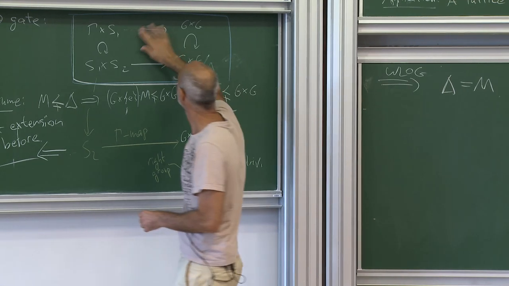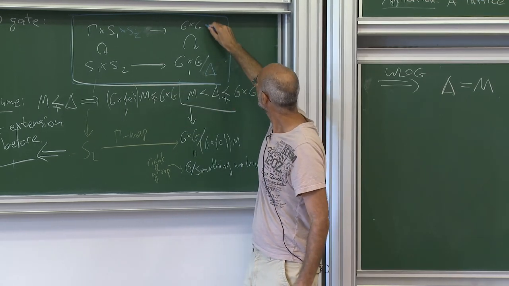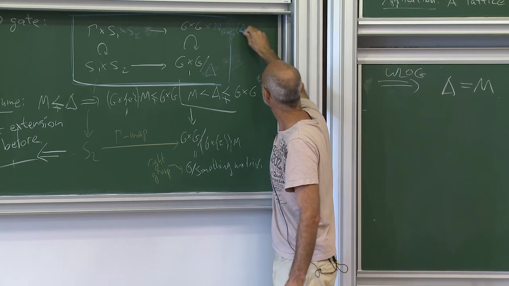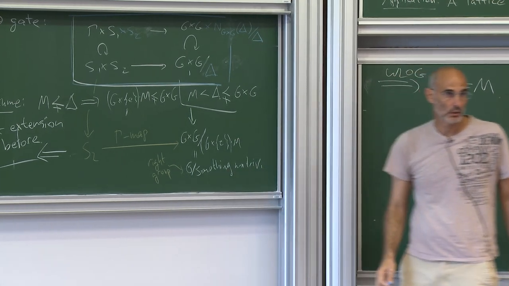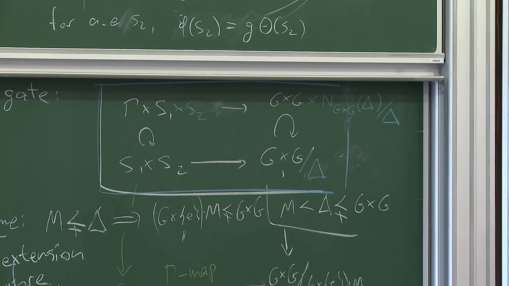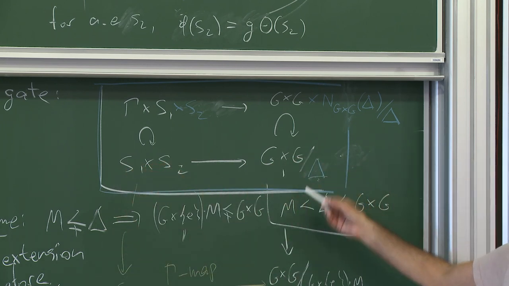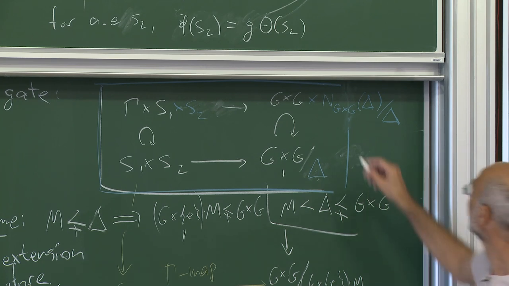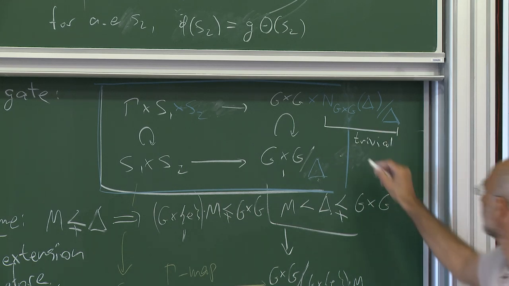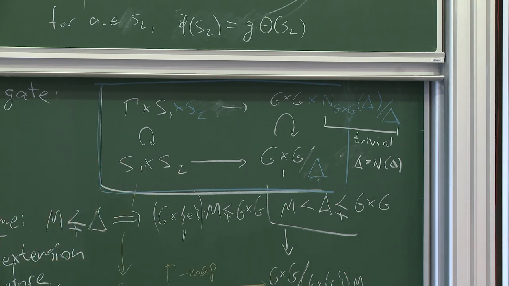So actually, there is also an S2 acting here, commuting with the gamma action. And it will go into the normalizer in G times G of delta modulo delta, which acts on the other side here. I could have done it before with M, but then I didn't have enough information. A piece of information I now have is that this is delta we're talking about, and delta is its own normalizer in G times G. This guy over here is trivial, because delta is the normalizer of delta. This follows from the fact that G is a simple non-abelian group.